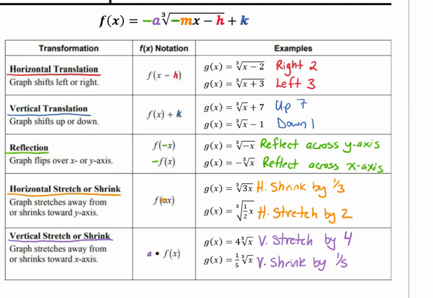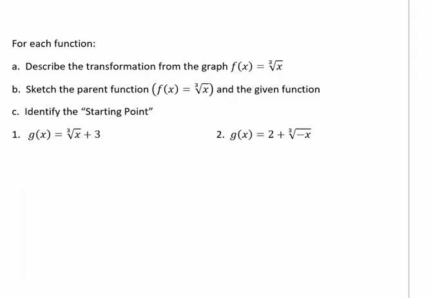Let's go ahead and do a few examples really quick for some practice. So for each of these functions, we're going to do 3 things. We're going to describe the transformation from the parent function, the cube root of x. Then we're going to sketch the parent function and the given function, and then identify that starting point. So in the first example, we have g of x equals the cube root of x plus 3. So let's go ahead and graph.